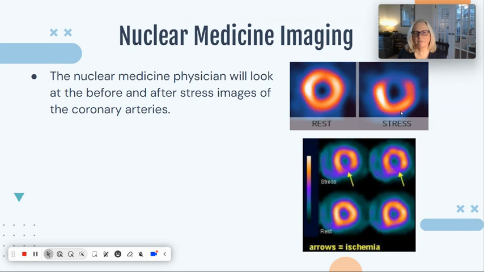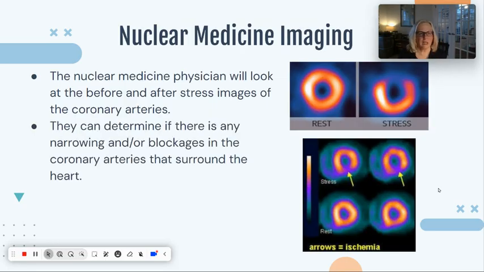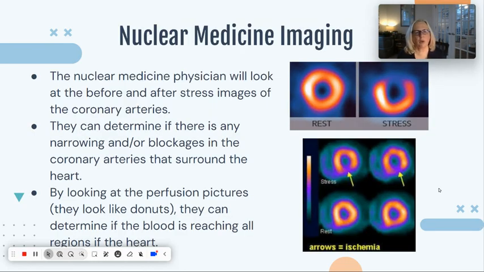Houston, there's a problem. That's how they can tell that there's no blood flow during stress. So they can determine if there's any narrowing or blockages in the coronary arteries that surround the heart. The perfusion pictures look kind of like donuts because it's looking literally from the apex up through the heart. It's round like this, and they look through it. Then they can determine if the blood is reaching all the regions of the heart. If it's a round donut, we're good. If we have pieces of the donut missing, we have a blockage.